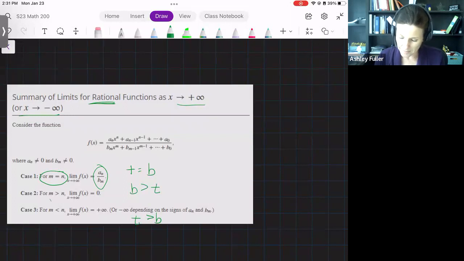If the bottom degree, and so I have listed it here as bottom and top, if the bottom degree is bigger than the top degree, then the bottom plays a bigger role, and so eventually the limit will reach 0. And in contrast, if the top is bigger than the bottom, then the top is going to play a bigger role and it's going to approach infinity.